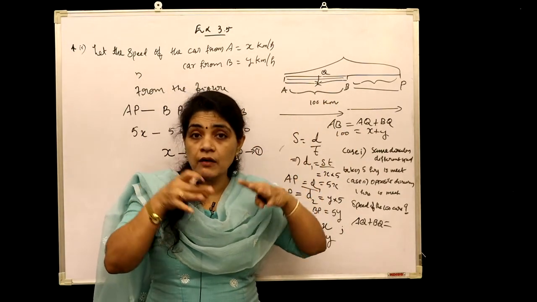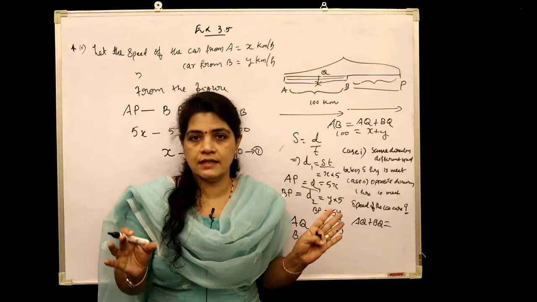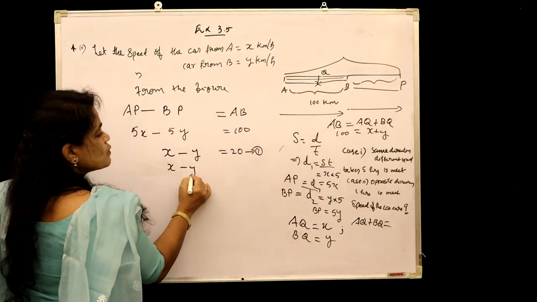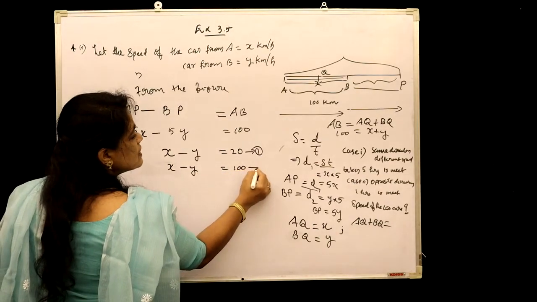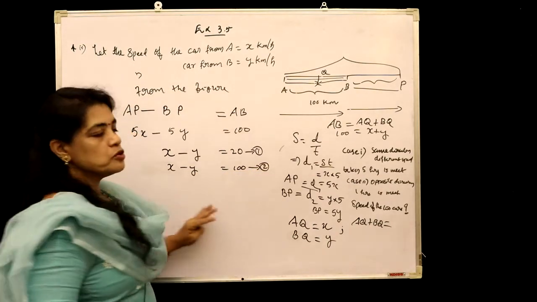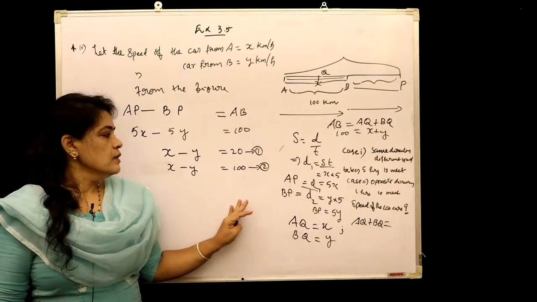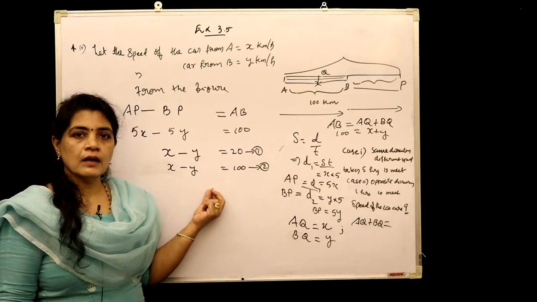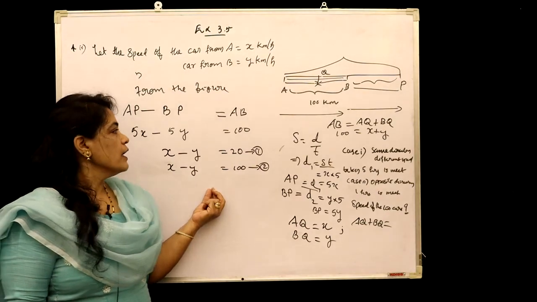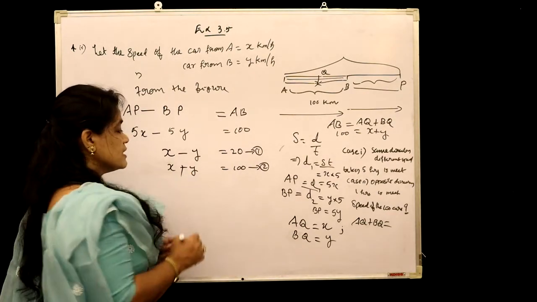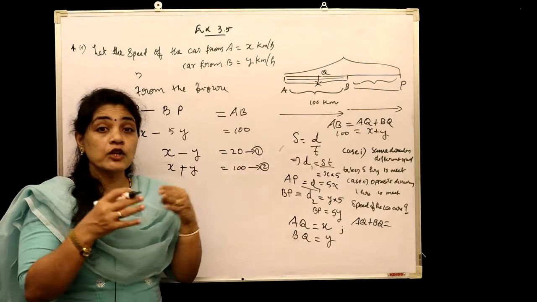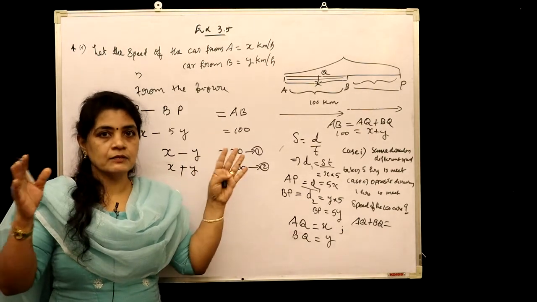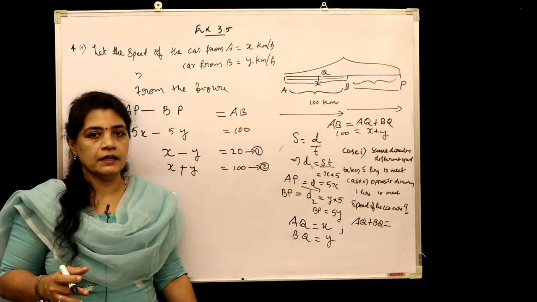That is why we have written the equation with respect to distance. Okay, so we can write x minus y is equal to 20. This can be equation number 2. So in order to get one of the variables, what to do, children? Here x plus y, the distance AQ plus BQ, will give you the total distance AB, the distance between A and B, that is given as 100.